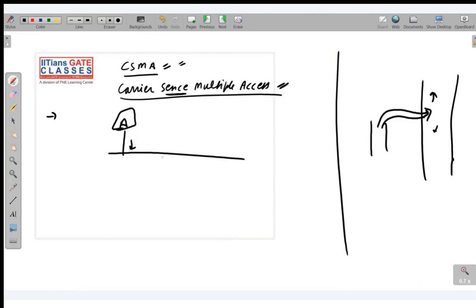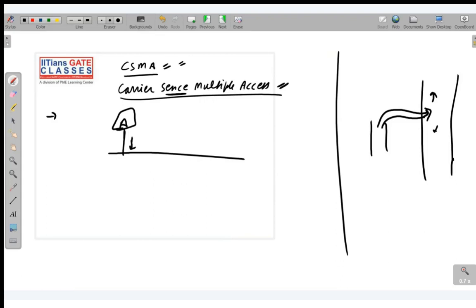Otherwise it will send the data. So what does this mean? It is based on the principle of listen before you talk. It is not like it starts talking blindly. It will first listen to the channel, or sense the channel. If it is busy, it will not send. That means listen before you talk. That is the basic principle of CSMA.